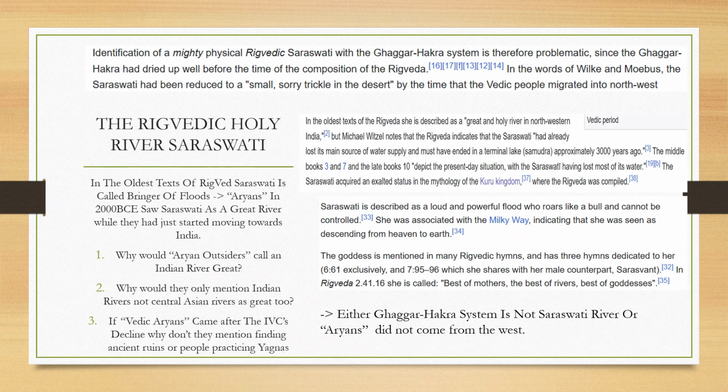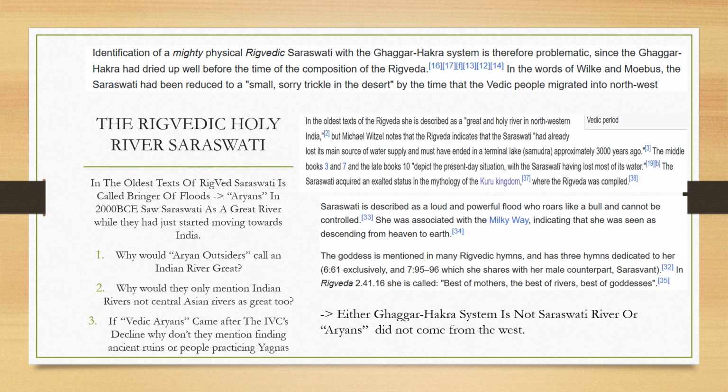So let's take a turn here. Let's talk about the Rigvedic holy river Saraswati. Saraswati is also a Hindu goddess, but in Rigved it is also referred to as a river. It was a river in the Rigvedic times, and most archaeologists and most historians say that the Ghaggar Hakra system was the Saraswati River, but it dried up with time. In the old texts of Rigved, Saraswati is called a bringer of floods, though. So that means Aryans in 2000 BCE saw Saraswati as a great river while they had just started moving towards India.